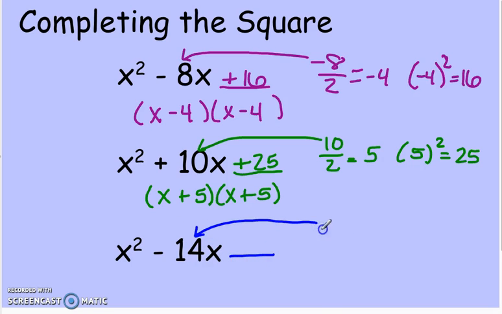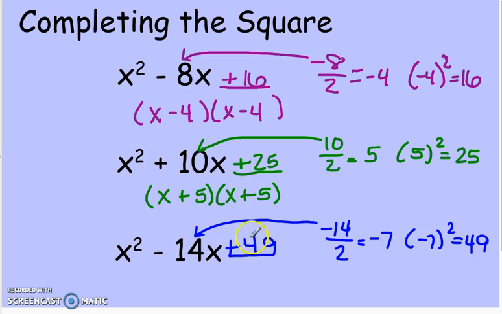Take this number, negative 14, and divide it by 2. You get negative 7, and then negative 7 squared is 49. So if we put a plus 49 onto this trinomial, two numbers that add to negative 14 and multiply to positive 49 are negative 7 and negative 7. So x minus 7.